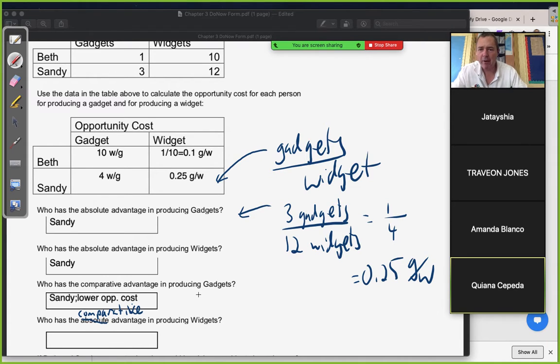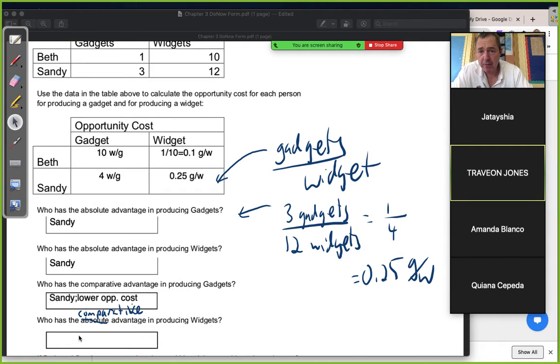So who has the comparative advantage in producing widgets? Beth. It should be the other person. There should always be somebody. One person should have a comparative advantage in one thing, and the other should have a comparative advantage in the other. And the only exception to that is if they do everything at the exact same rate.